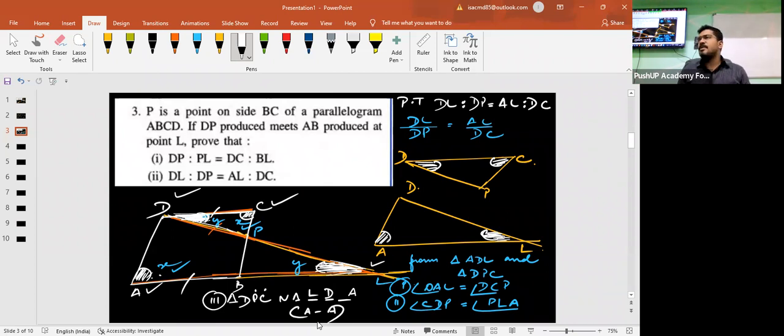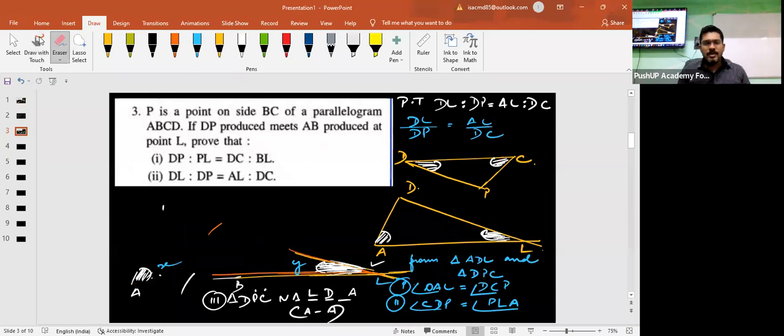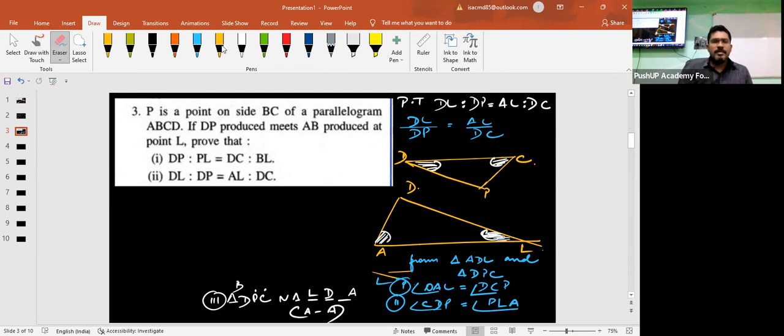So angle CDP is equal to angle PLA, and then triangle DPC is similar to triangle LDA. They are similar according to the angle-angle axiom. Now, once you show similarity between the two triangles, we need to write the proportionality rule, isn't it? Once you write it, you will get the end result. I'm going to do that now. I'll write it once again.